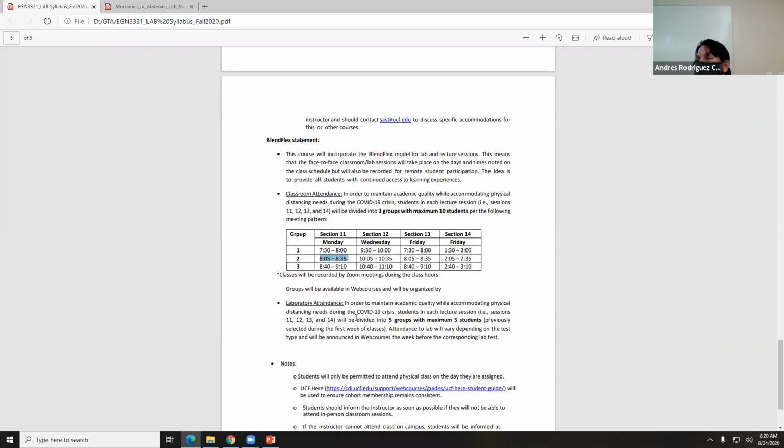This has to be done before the end of this week, because I have to organize the schedule for Monday. If you don't send me your groups, I'm going to choose randomly and put you in groups among the 25 students that are here. Yes?